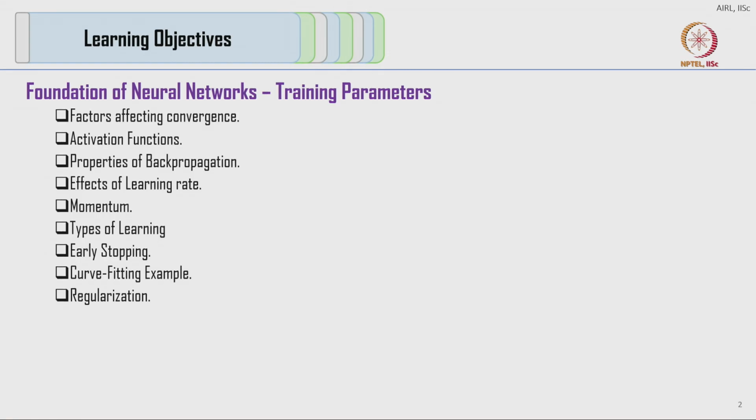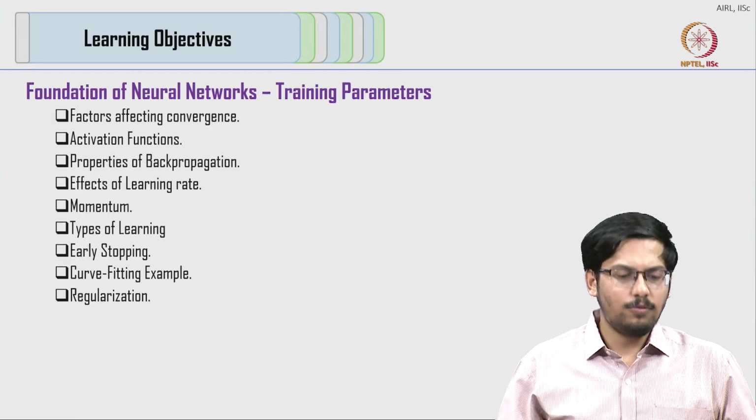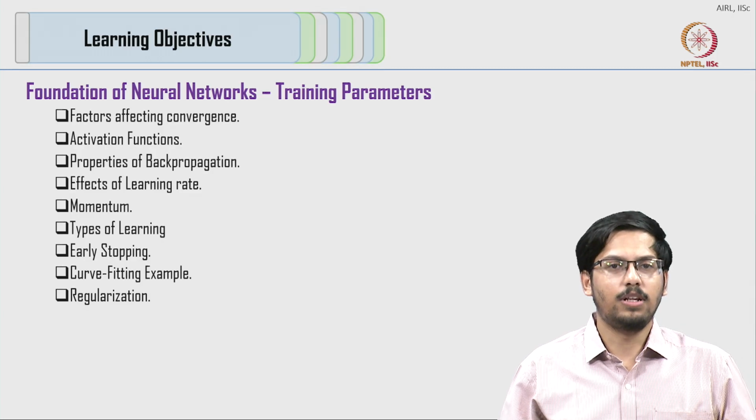The learning objectives of this lecture are focused mainly on the training parameters, which is, while training a single or multi-layer perceptron, what are the factors that affect the learning algorithm. So in this lecture we will focus mainly on the factors affecting convergence, and the influence of activation functions when we are trying to develop the learning algorithm for continuous weight updates.